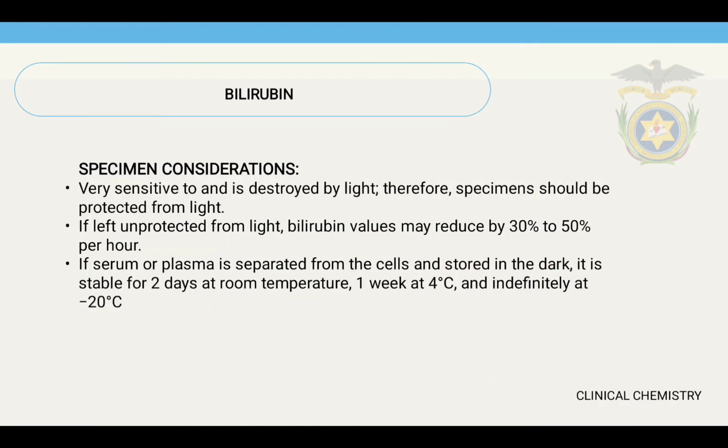Most important of all, bilirubin is very sensitive to and is destroyed by light. So take note of this when transporting or performing methods related to bilirubin determination. It should always be protected from any light. If left unprotected from light, bilirubin values may decrease up to 30 to 50% per hour. If serum or plasma is separated from the cells and stored in the dark, it is stable for at least 2 days at room temperature, a week at 4 degrees centigrade, and indefinitely at negative 20 centigrade.